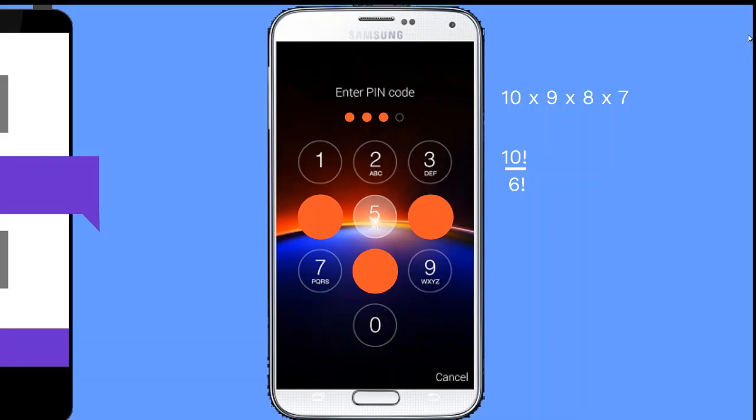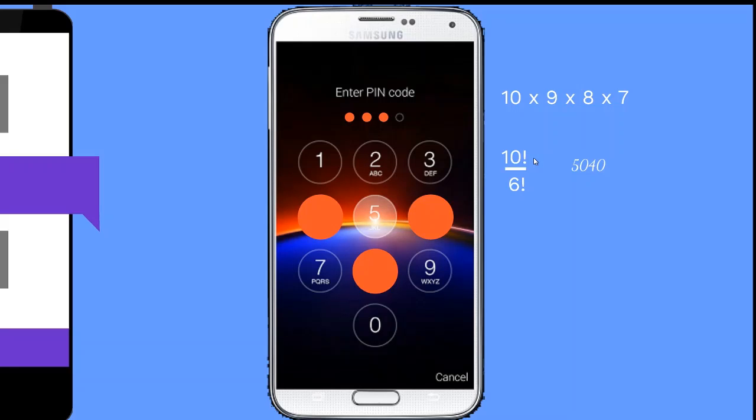Now this number 6 is not a magic number that I just put. There's a reason why the number 6 came. This is the answer, by the way. 10 factorial by 6 factorial is 5040, if you want to know. So there are 5040 possibilities of finding your right password.